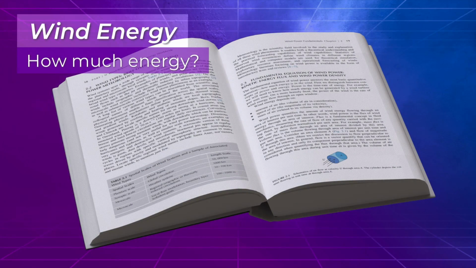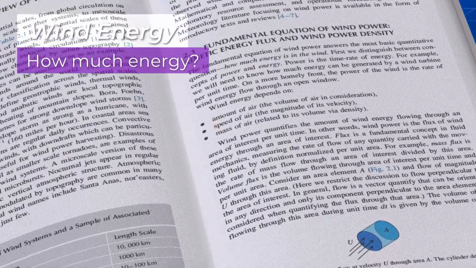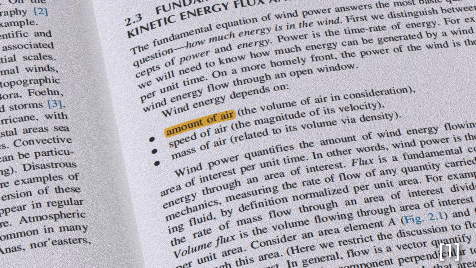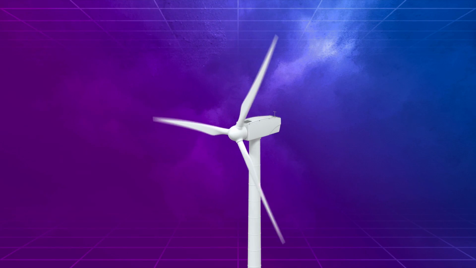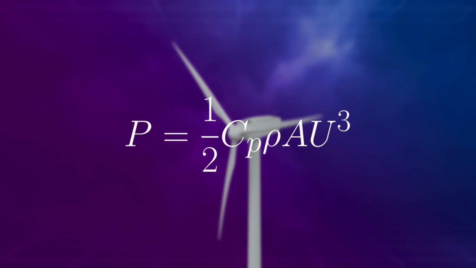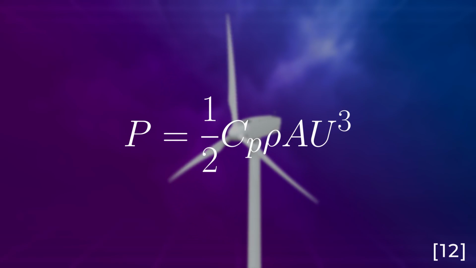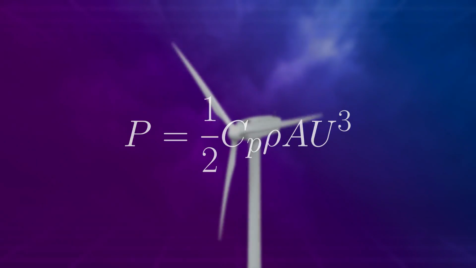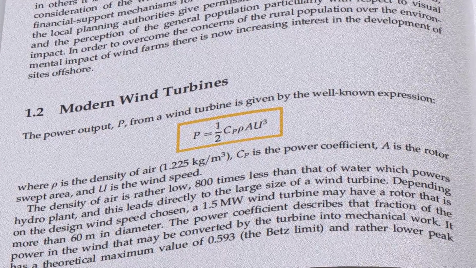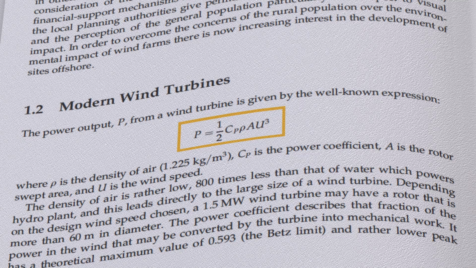The amount of energy in wind depends on three factors: the volume of air, velocity of air, and mass of air. The power output from a wind turbine is given by the expression P = ½ Cp ρ A U³, where Cp is the power coefficient, and we will talk about this in a bit. ρ is the air density, A is the swept area of the rotor, and U is the velocity of the wind.